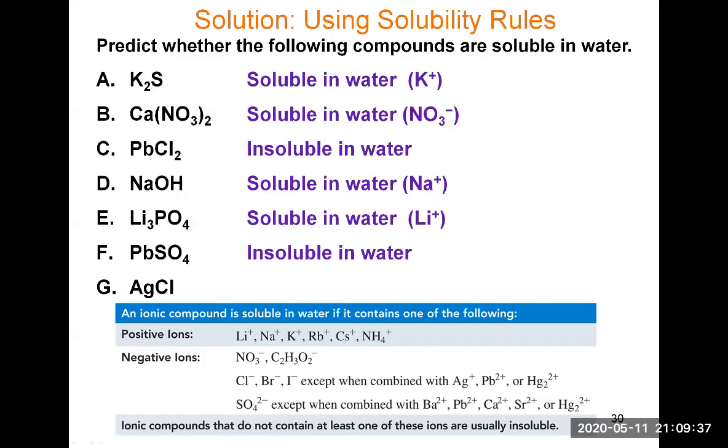AgCl. So here we recognize the chloride ion, and an ionic compound is soluble if it contains the chloride ion, except when combined with silver, lead, or mercury. And here it's combined with silver, which is part of the exception. So then the chloride will not be soluble in this case, and AgCl is insoluble in water.